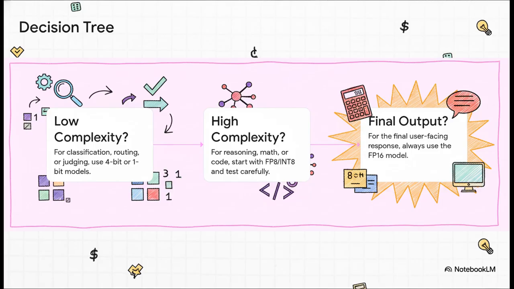And this decision tree makes it super practical. If the task is simple, classification, routing, judging relevance, go aggressive. Deploy 4-bit or even 1-bit models. If the task involves complex reasoning, math, code generation, you want to start more conservatively, maybe with 8-bit quantization, and then test it rigorously. And finally, for that last, most crucial step, the actual response the user sees, don't compromise. Ever. Use the full precision model.